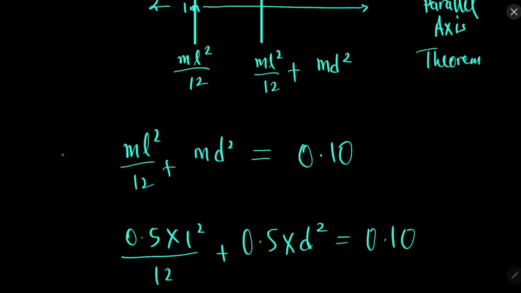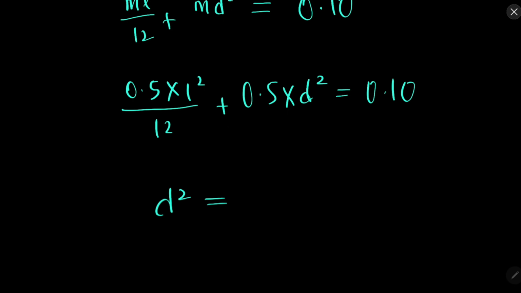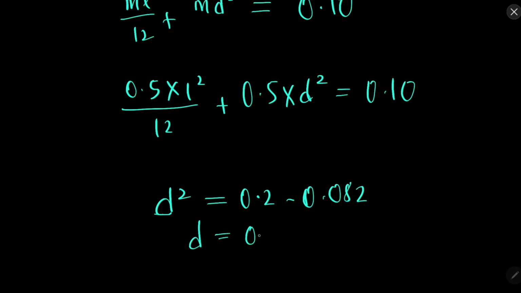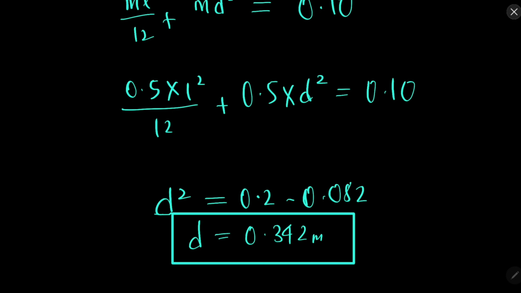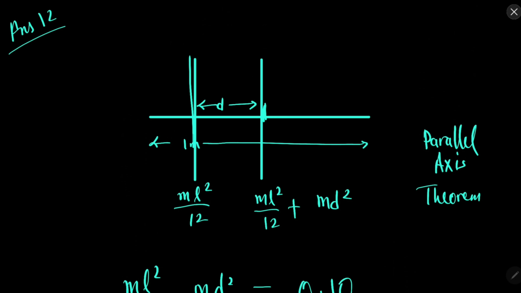Moment of inertia was given to us, okay. So d square equal to 0.2 minus 0.082. So after solving, d will be equal to 0.342 meter from the center. So this axis is how much distance from the center? 0.342 meter. Okay.